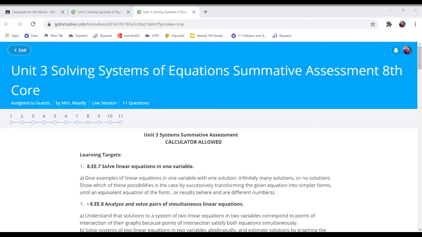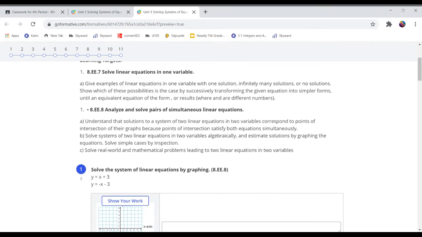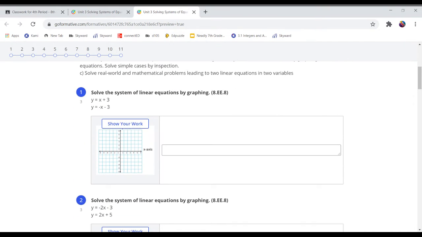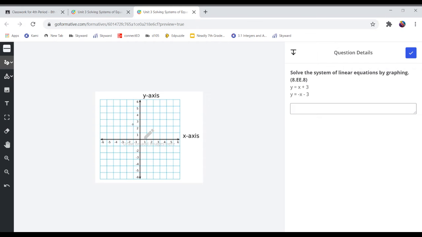So we're going to go over the Unit 3 Solving Systems of Equations Summative Assessment. So at the top of your page, you want to write your name, date, and Unit 3 test corrections.